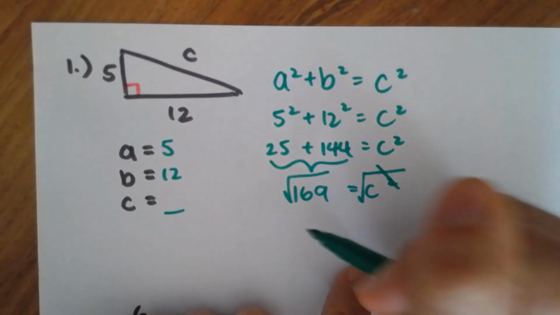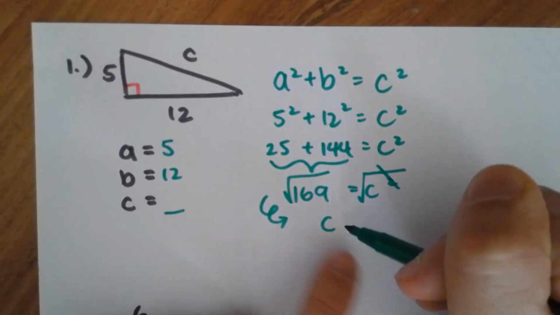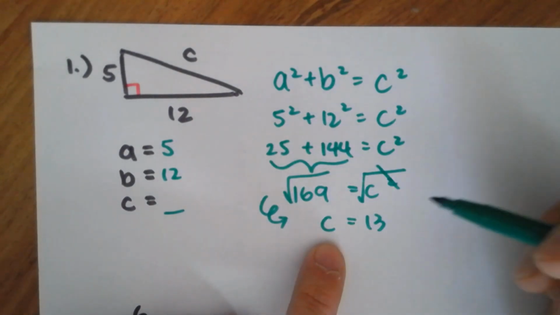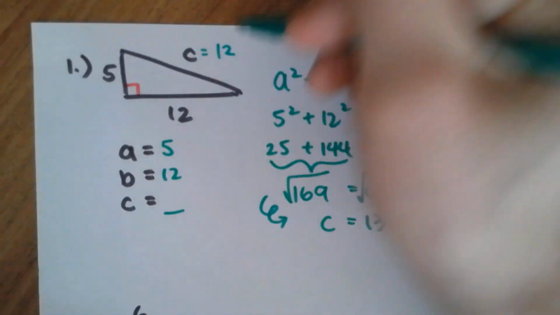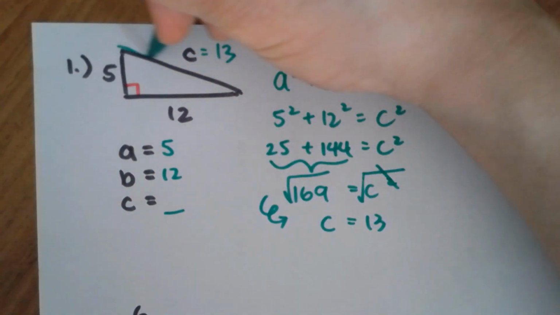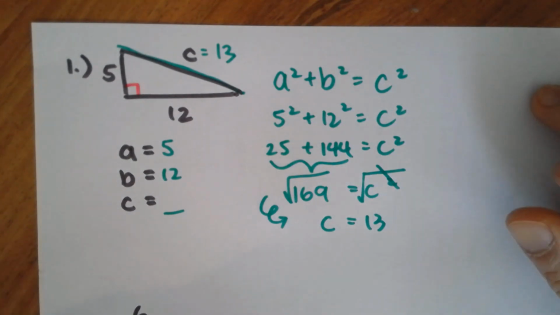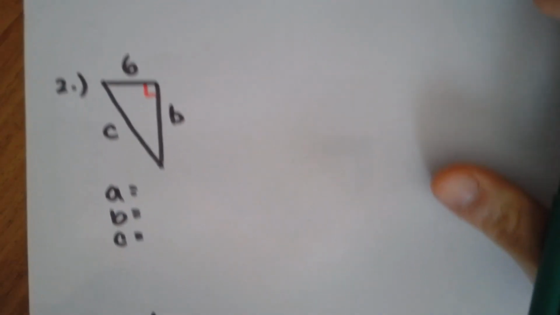This is going to cancel out. I'm going to do a little tornado spin here. So C is equal to 13, because the square root of 169 is 13, which means that this diagonal length right here is going to be 13. From here to here, that's 13. We found the hypotenuse for that question.